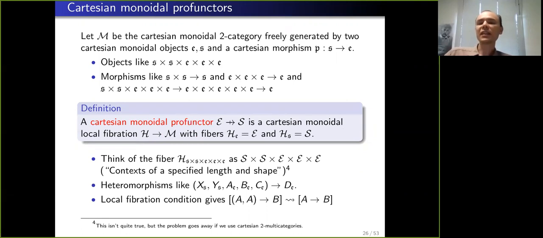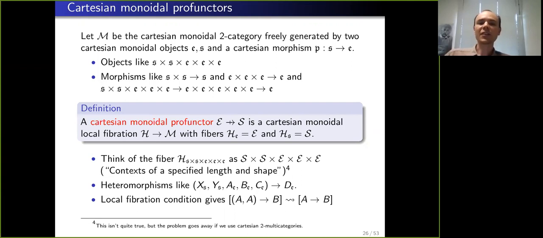And so now, even in the case of a single adjunction, I can't just have two categories. So I can't just have two objects of M. I have to have the objects that are generated by Cartesian products of those objects. So in addition to E and S, I have S cross S and E cross E and S cross S cross E cross E cross E.